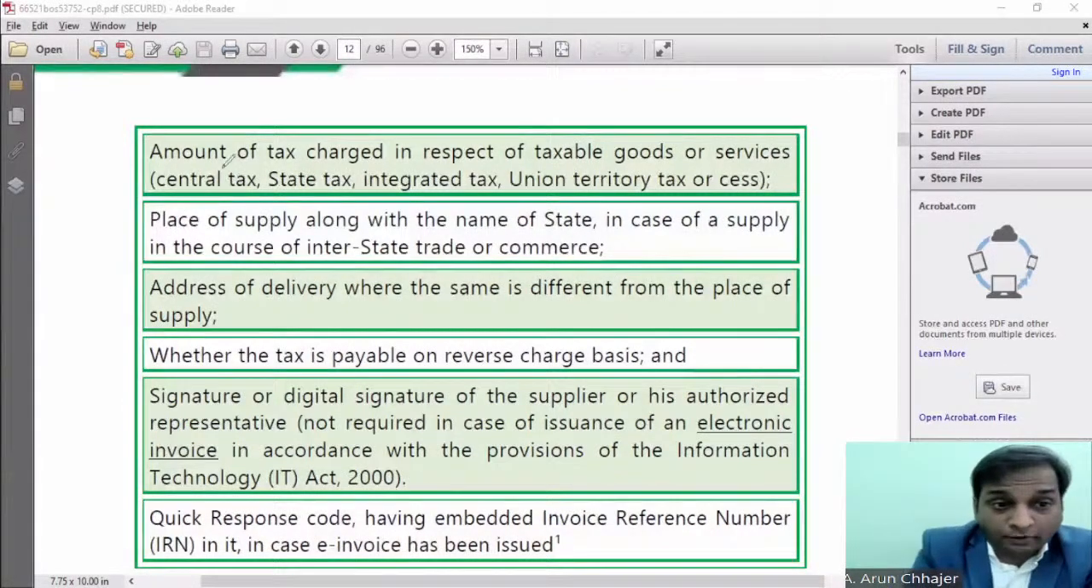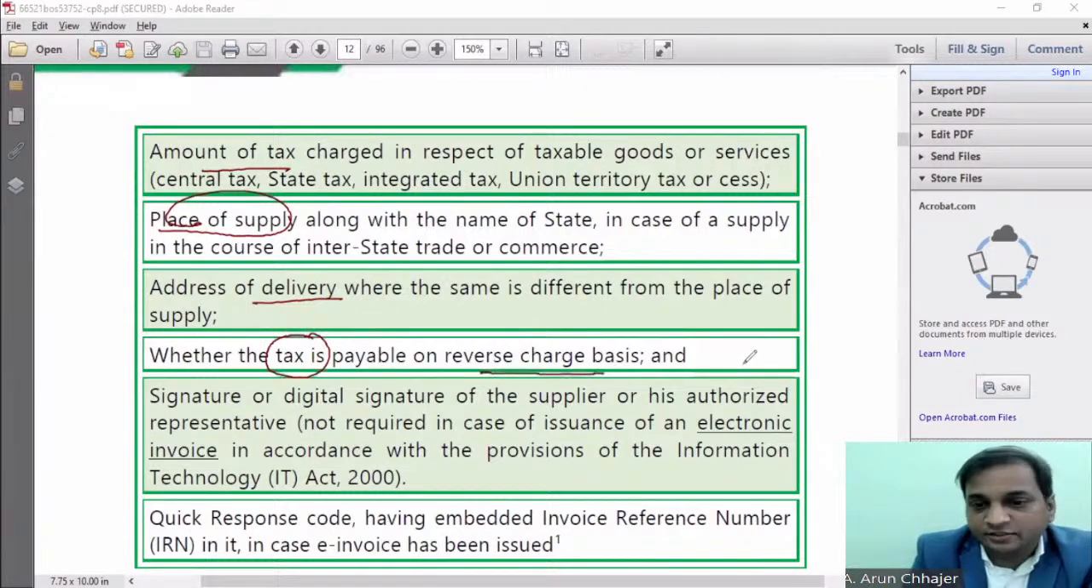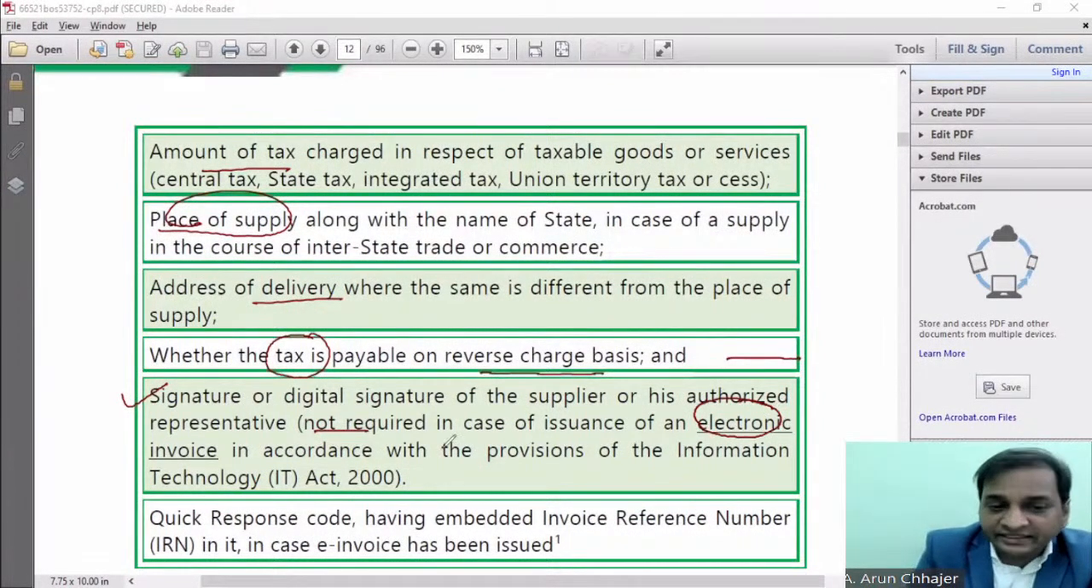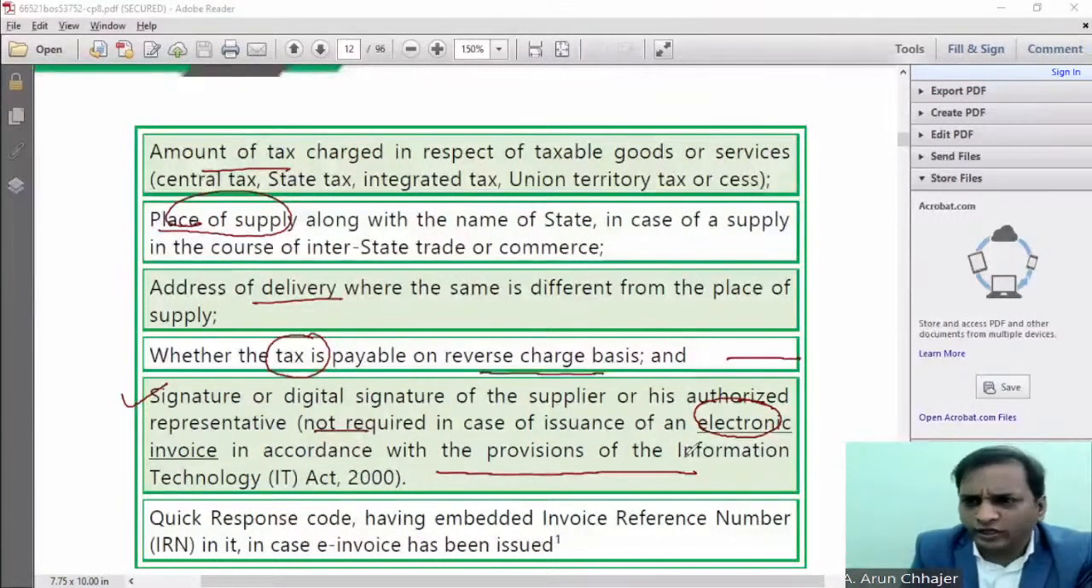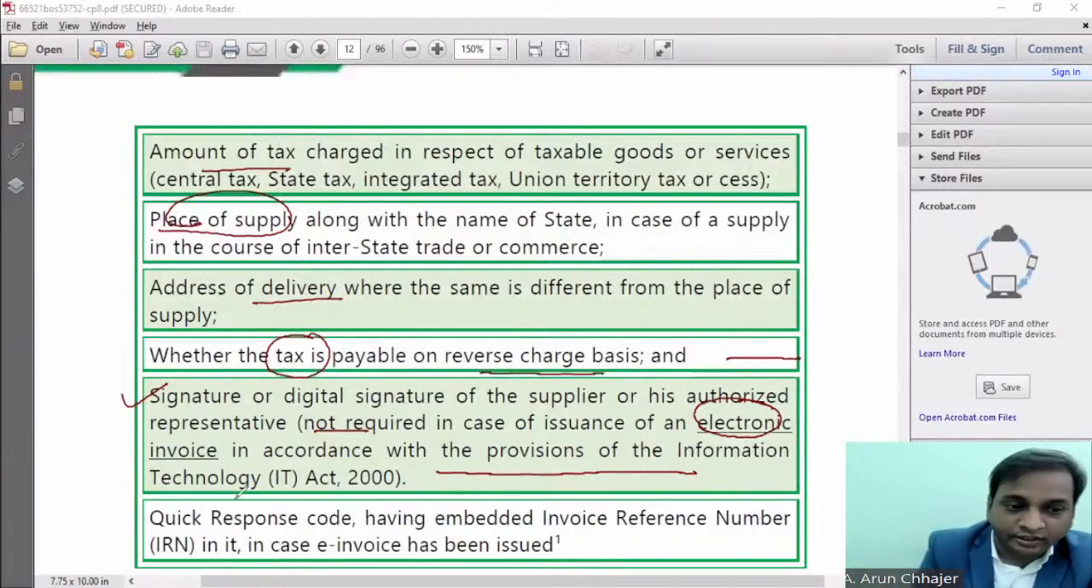Fine. Amount of the taxes, place of supply, delivery address. If the tax is payable on reverse charge basis, then you have to tick this option. Signature or digital signature of the supplier or his authorized representative. But in case you are issuing an e-invoice and you have made the signature in accordance with the provisions of the Information Technology Act, then there is no requirement.